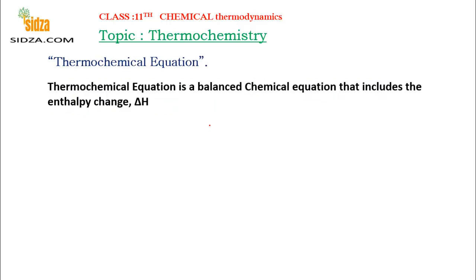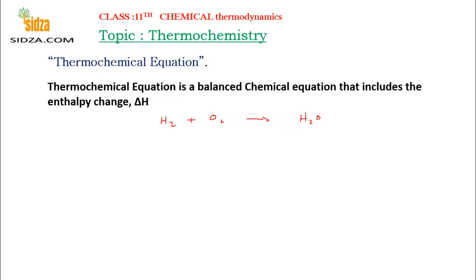Now what's the thermochemical equation? A thermochemical equation is a balanced chemical equation that includes the enthalpy change, that includes the energy change. Normally when we write down a reaction, suppose hydrogen and oxygen combine to form water, we often try to balance the equation, right? So this is not a balanced equation.